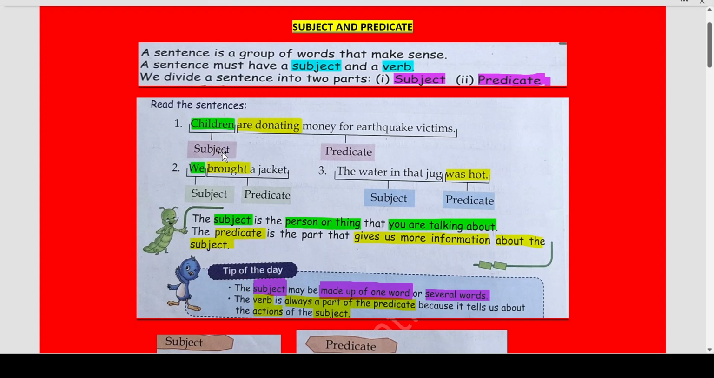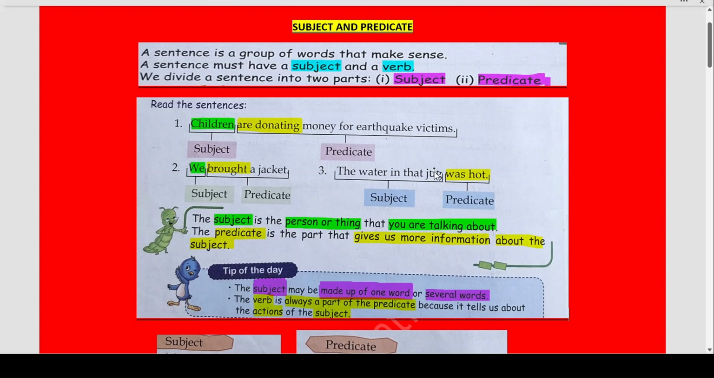Brought a jacket. Why are we identifying brought a jacket as the predicate? Because this part of the sentence has your action word brought. That means the verb is present in the predicate part of the sentence, brought a jacket, and your verb is brought. So, we is your subject, brought a jacket is your predicate.